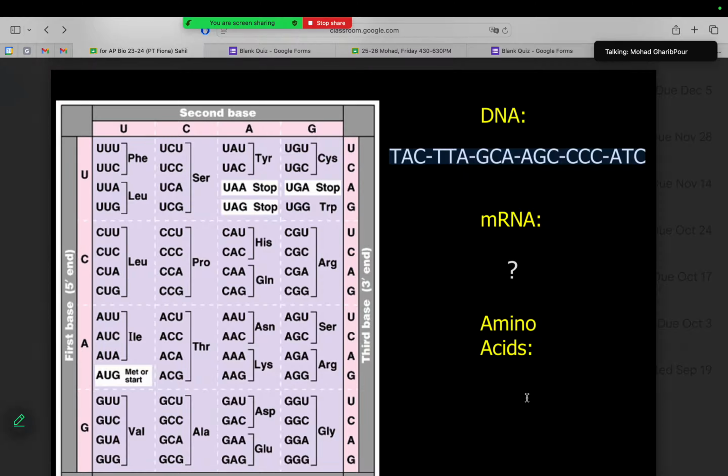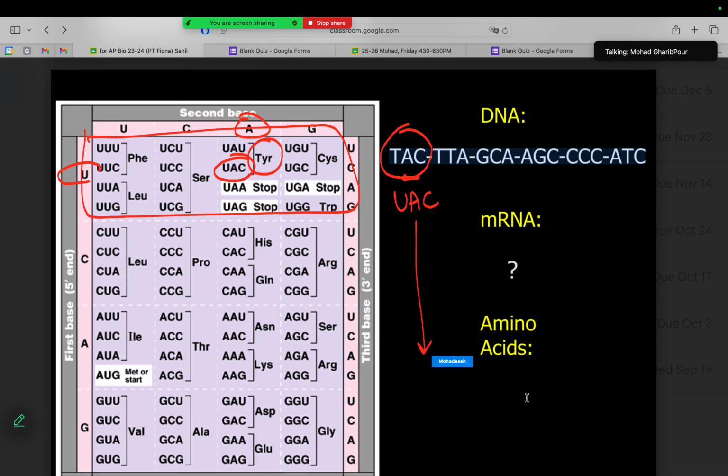And then amino acid, how do you get it? You look at this. If this is the coding strand, then you look up UAC. Where's my UAC? I start with U. This is my U section. A, C, UAC. So I have tyrosine. So for my first amino acid, I'm going to write tyrosine.